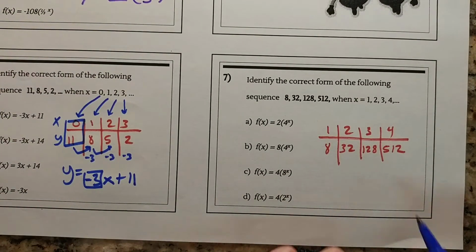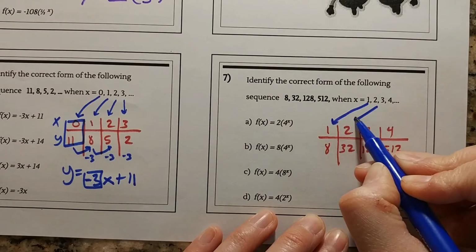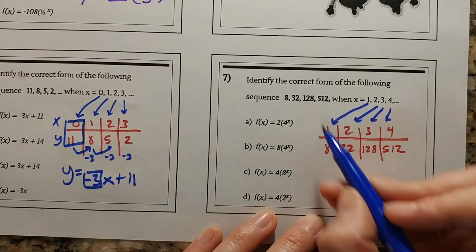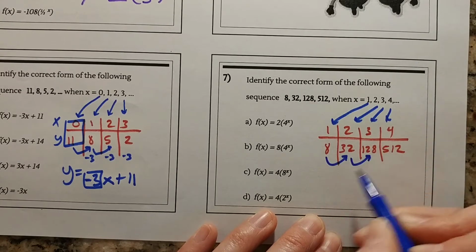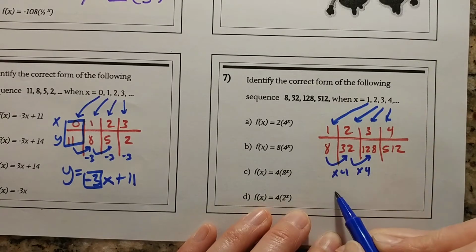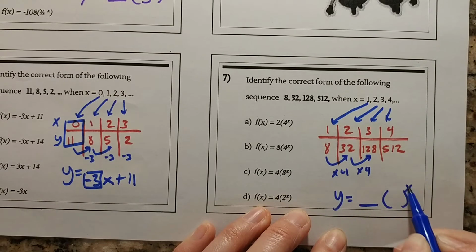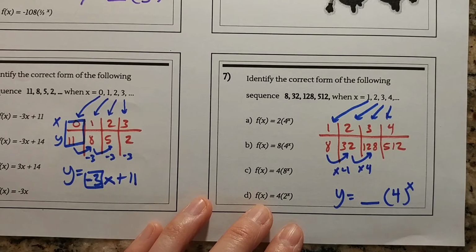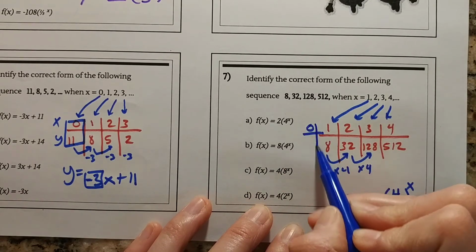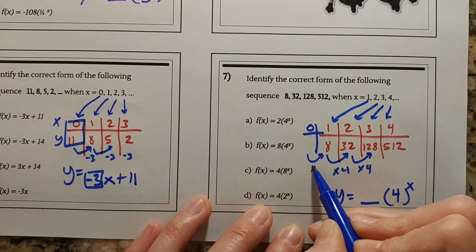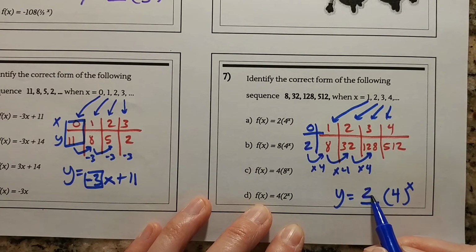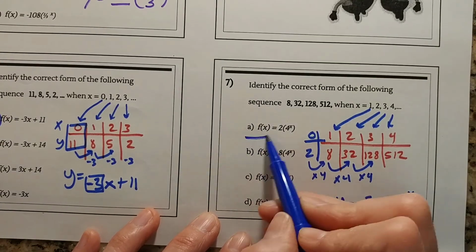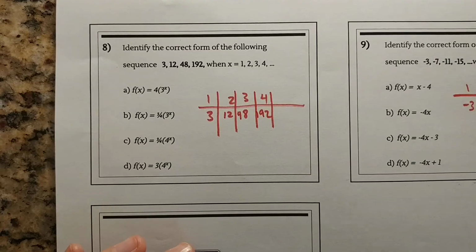With number 7, I took x's 1, 2, 3, and 4, and then I put the sequence right here. Now if I take a look at the pattern, I see that we're multiplying by 4, so geometric. If I'm multiplying by 4 each time, the 4 goes here. Now I have to go back to where the function starts. So back to 0. If I'm multiplying by 4, what do I multiply by 4 to get 8? Well, that would be 2. So 2. Now let's take a look at the answer choices. Looks like A is the best choice.